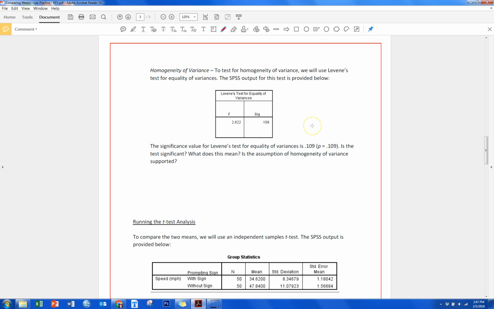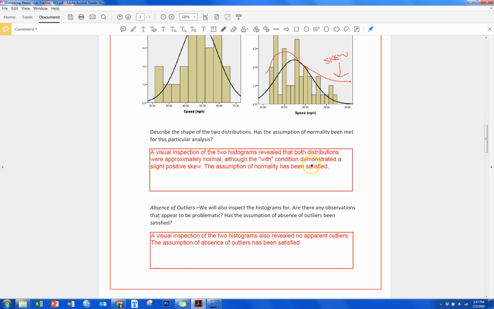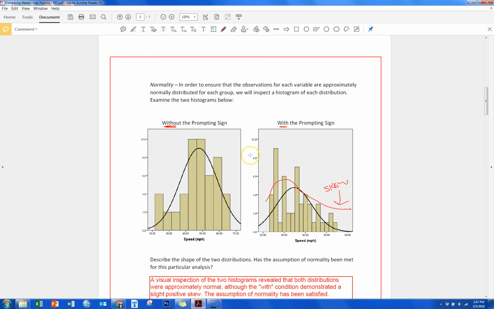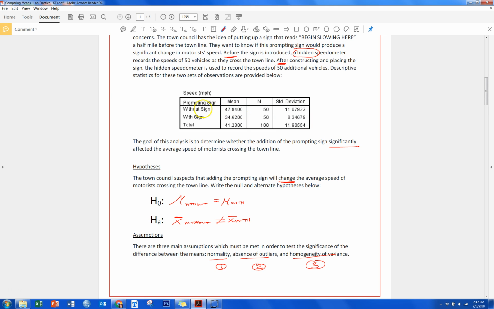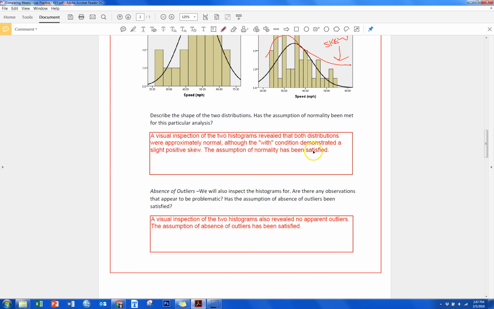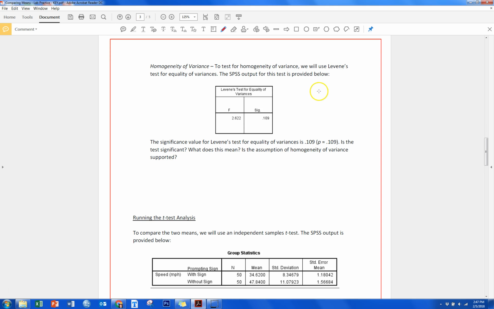Homogeneity of variance. So homogeneity of variance means that the variability in the two groups is statistically the same. So how spread out the observations are. Okay. So we know that there's more variability in the without group, right? So there's a standard deviation of 11 versus the with group, a standard deviation of 8. But is there a statistically significant difference between these two? If there is, we have to correct for that. The way we check for that is using Levene's test for equality of variances.